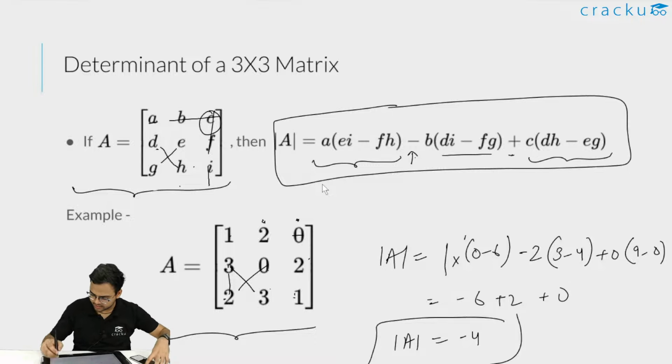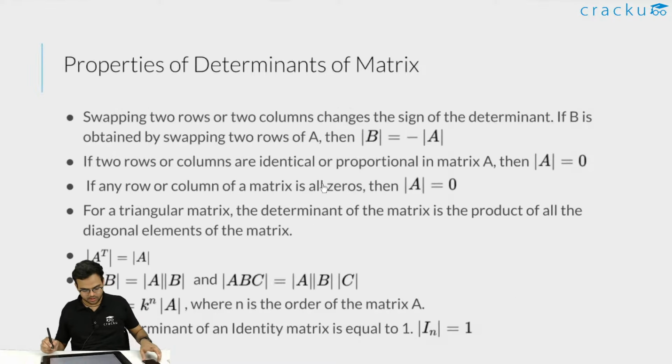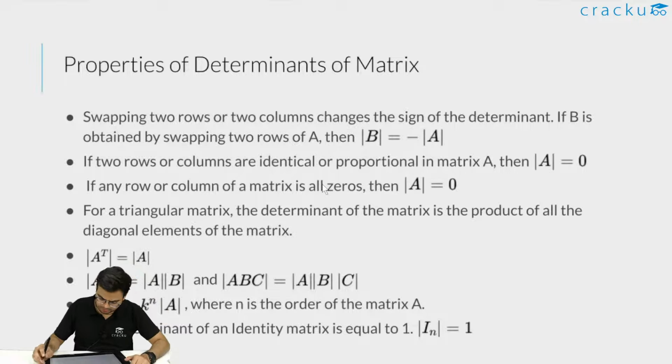Okay, so let's move to the next slide now. Now we have properties of determinants. Now these properties are generally used in many cases. So I'll tell you which properties are important. So the first property is very important. Swapping two rows or two columns will change the sign of the determinant.